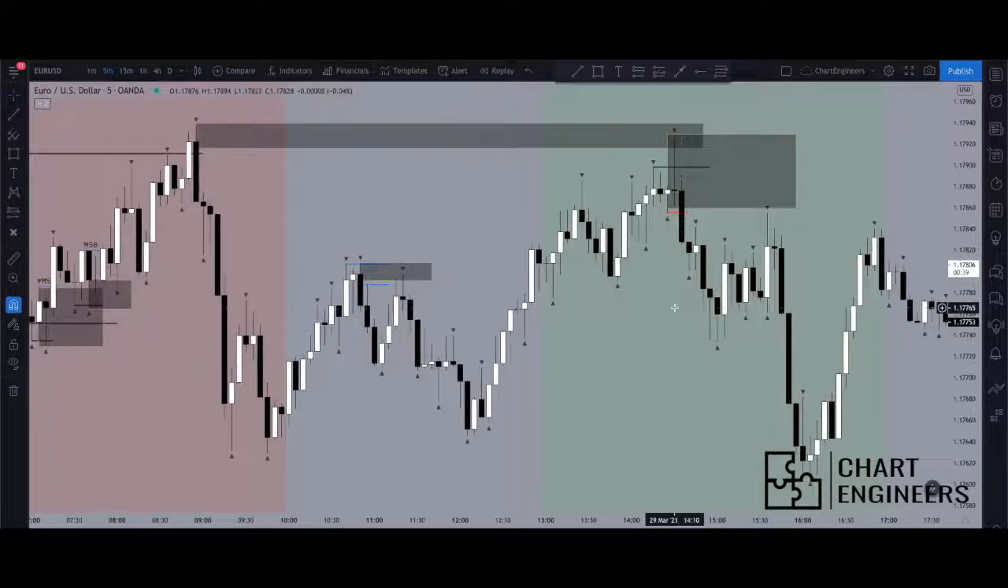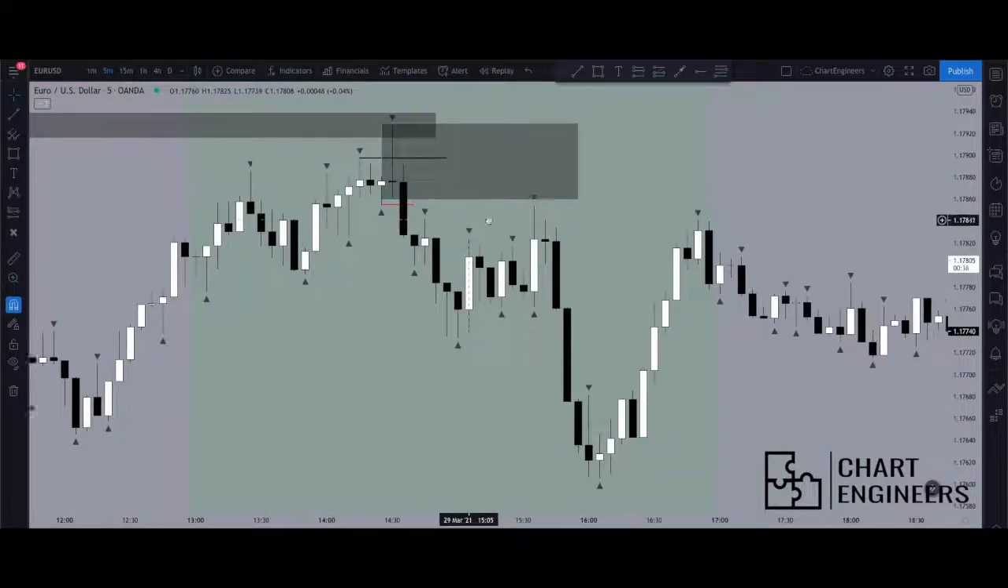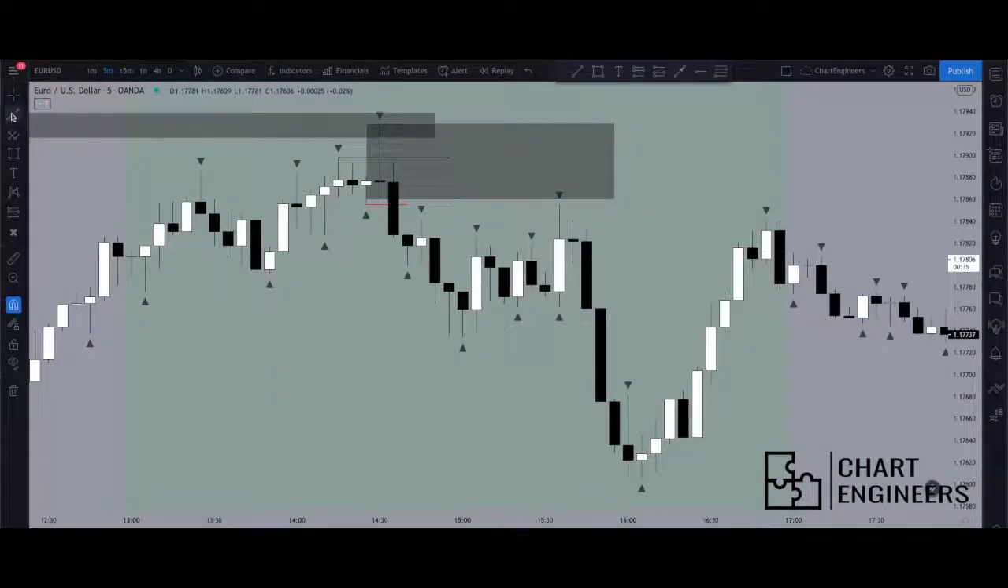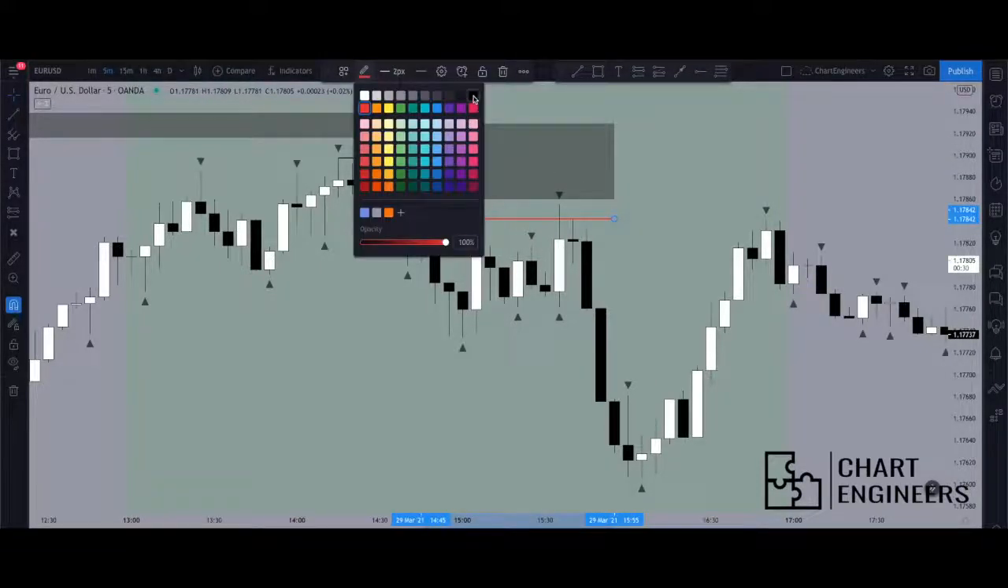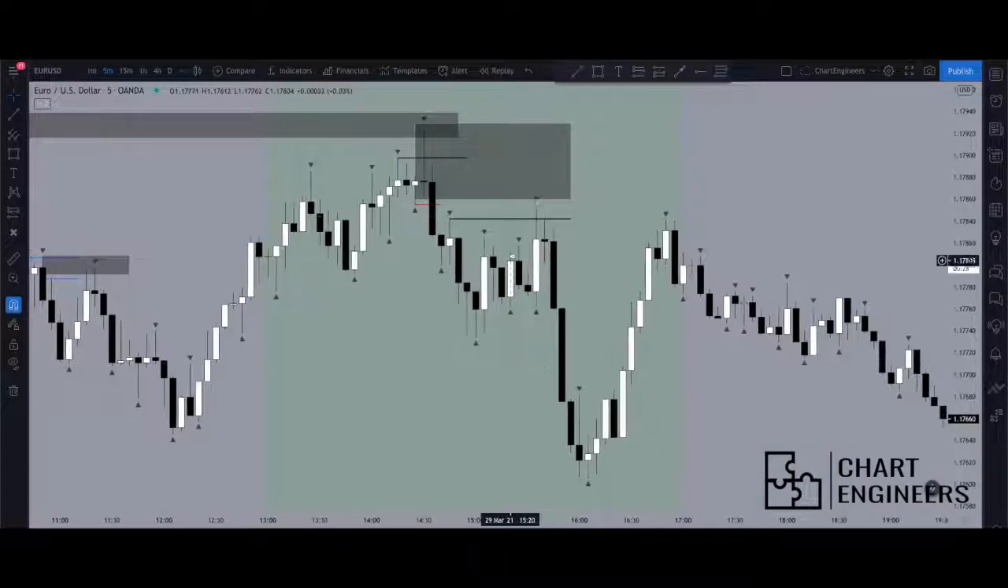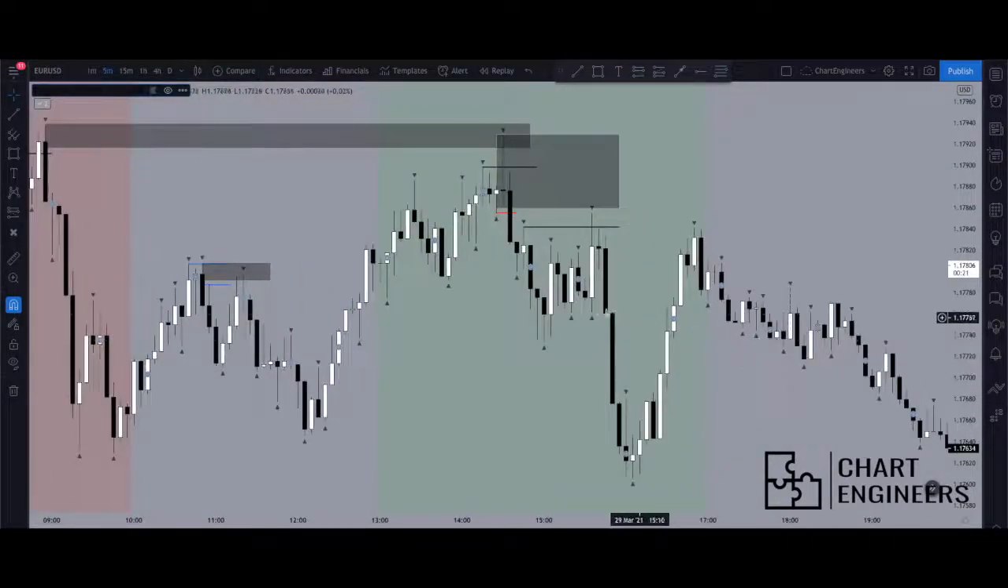But then you just want to keep marking out your M5 raids. So we've got another one over here. Yeah, so we've got one here, then we've got no more until the next day. So we'll just mark out if we actually get an entry over here.